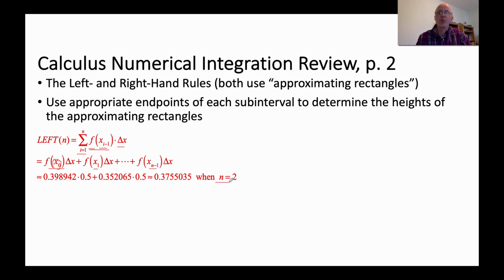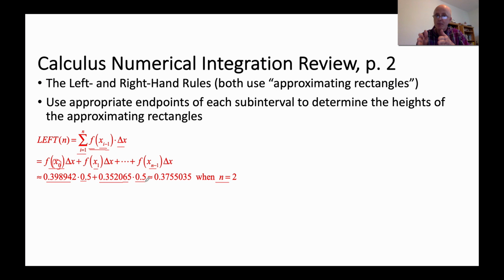When n equals 2, for our example, f of 0 is 0.398942. f of 0.5 is 0.352065. You can check that. And in fact, I would suggest having your calculator out and checking some of these numbers as we go. And delta x in this case is 0.5. So I've taken the interval from 0 to 1. a is 0, b is 1, n is going to be 2. I'm going to take 2 subintervals, the first one from 0 to 0.5, the second one from 0.5 to 1.